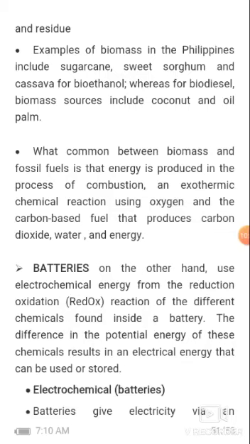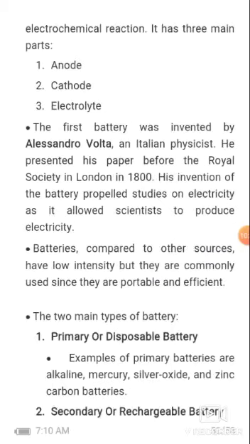So batteries, on the other hand, use electrochemical energy from the reduction-oxidation, or redox reaction, of the different chemicals found inside a battery. The difference in the potential energy of these chemicals results in an electrical energy that can be used or stored. So, electrochemical batteries. Batteries give electricity via an electrochemical reaction, and it has three main parts: the anode, the cathode, and the electrolyte.